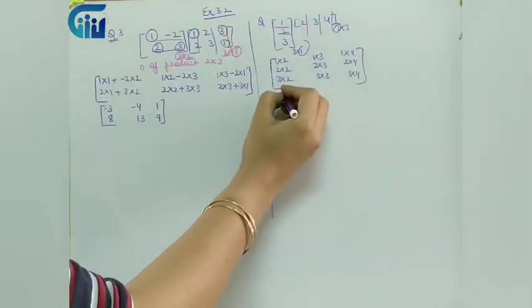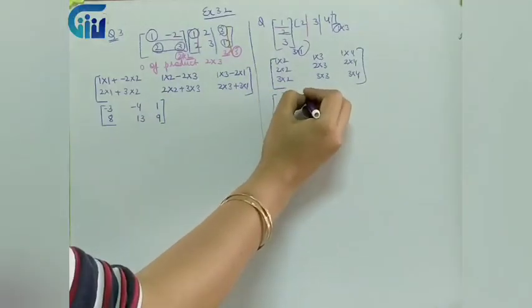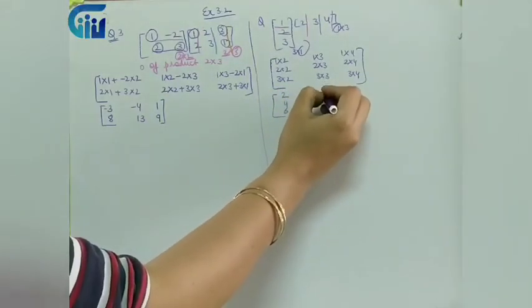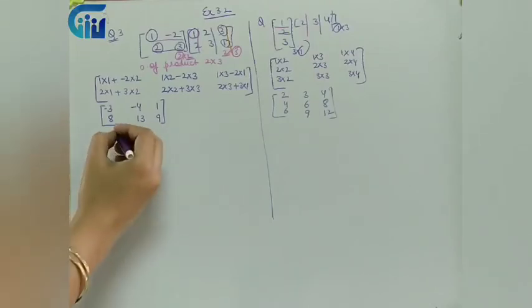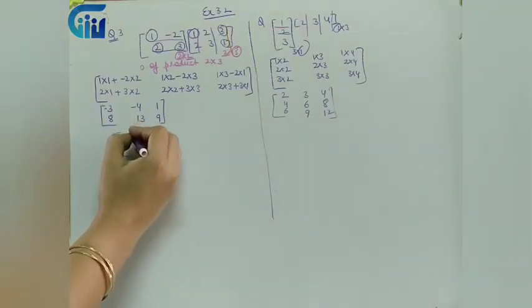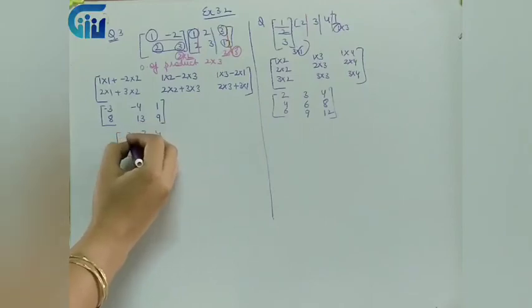Let's write the answer. So 2, 4, 6. 3, 6, 9, 4, 8, 12. So this is your product matrix, right? Now let's move on to the next question. So what do we have? Next question, next part, we have 2, 3, 4.